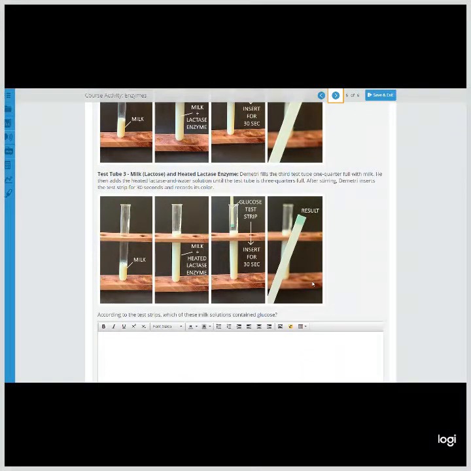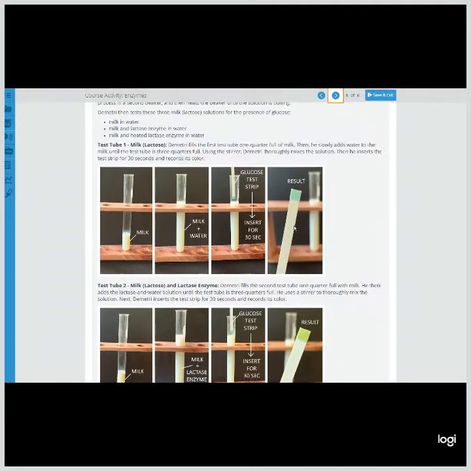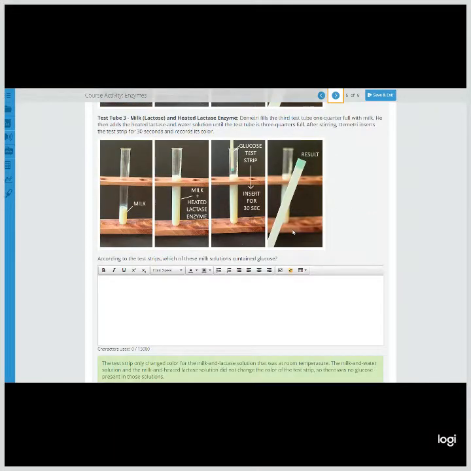So right here, test tube number 3, the milk with the heated lactase enzyme water. The milk was added, then the heated lactase enzyme water was put in the test tube about 3/4 of the way full. It was mixed. The glucose test strip was put in there for 30 seconds. You compare these two colors, you can see it looks just like the first one. So what do you think it is? Is it negative or positive? I'll let you be the judge of that one.